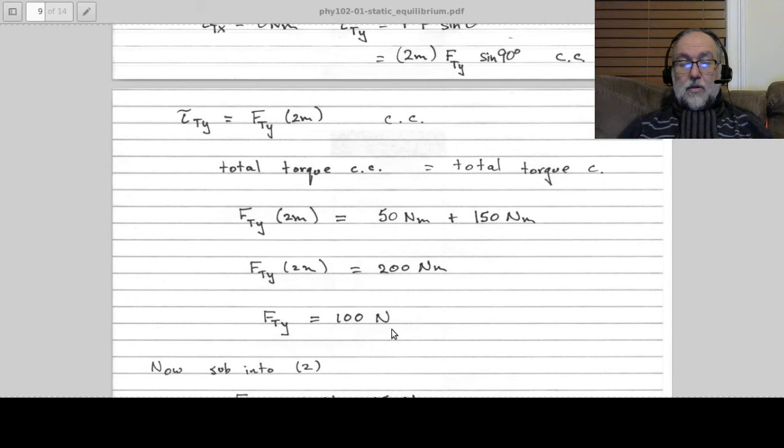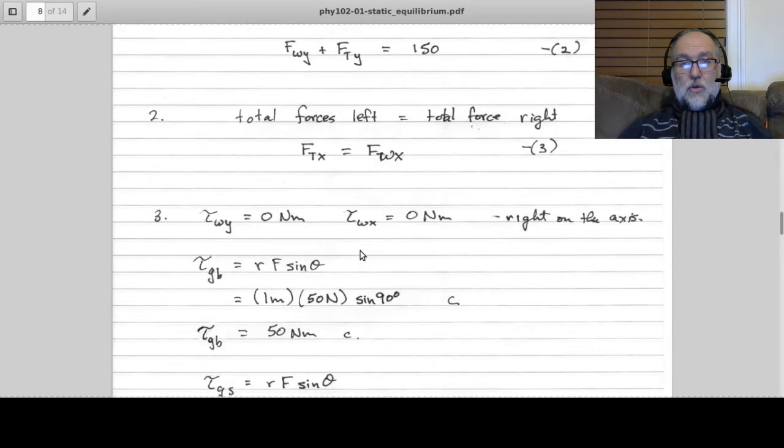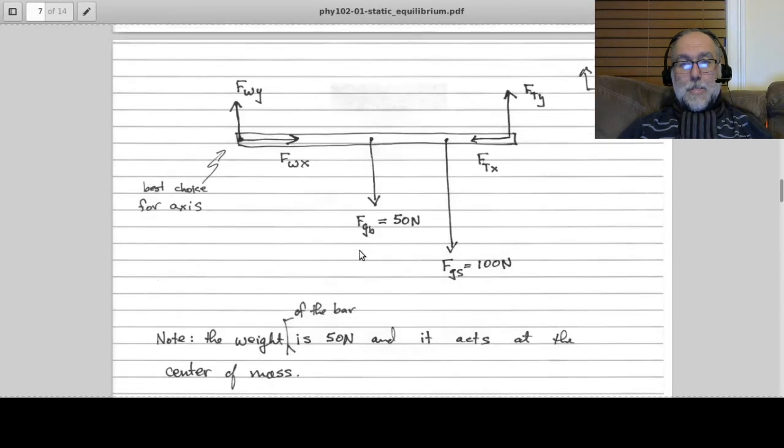So that 100 newtons here, let me show you on the diagram. 100 newtons here is going to balance these two forces here in the other direction. The torques, not the forces. I should be very careful. That's going to be 100 times 2, so that's going to be 200 Newton meters of torque due to that force. And that's going to balance this 200 Newton meters there.